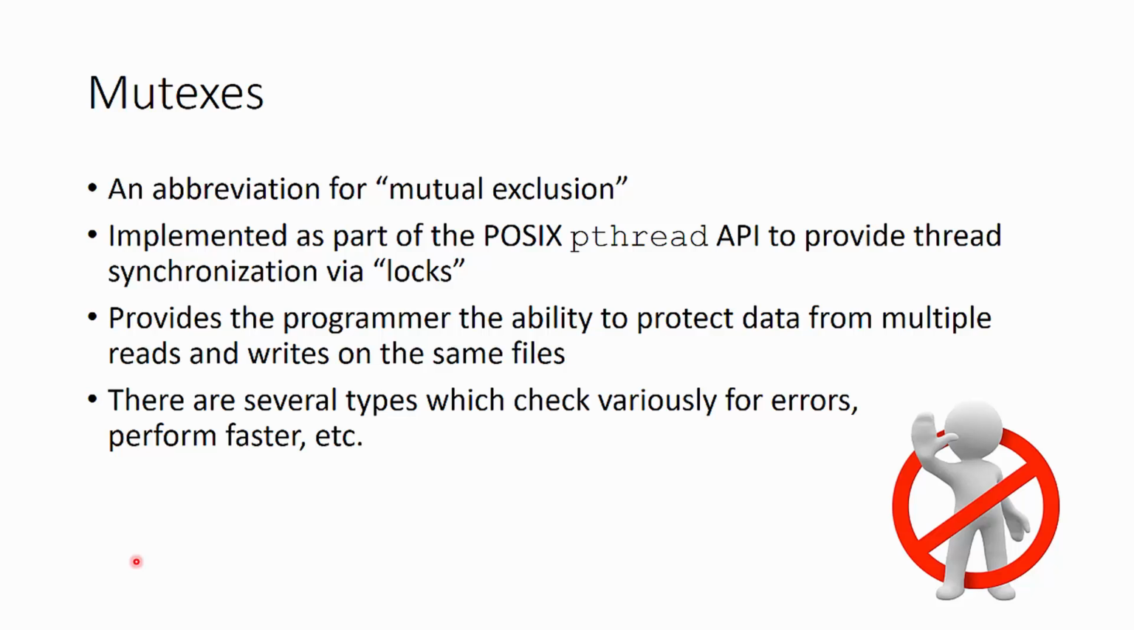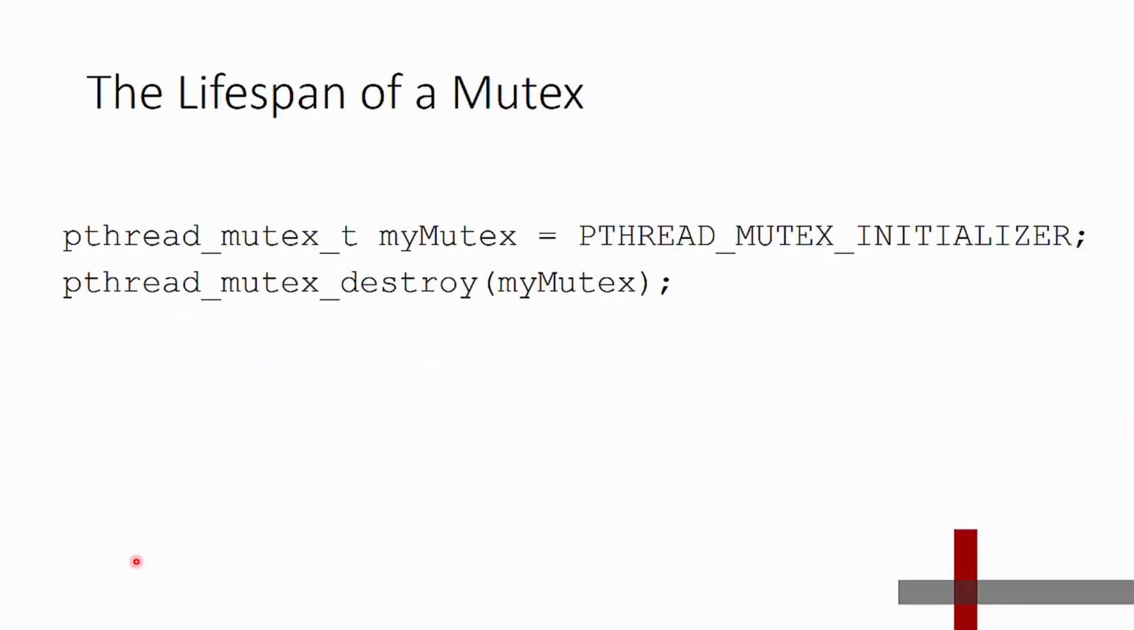So we talked about file locks before. Mutexes are like variable locks, and they allow you to protect data or protect resources however you want. They're up to you to implement the actual usage of them. This is like giving you a box full of padlocks and saying, go to town. It's up to you to actually put them in the right place. There's a bunch of different types of these things which are going to check for errors and go faster and all that, but we'll just show the standard way these work.